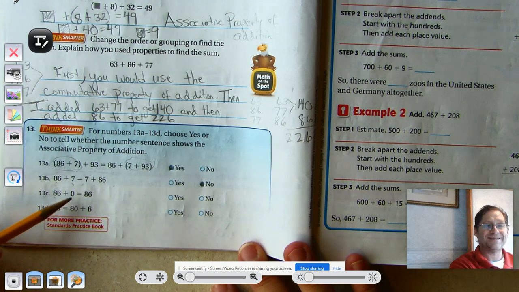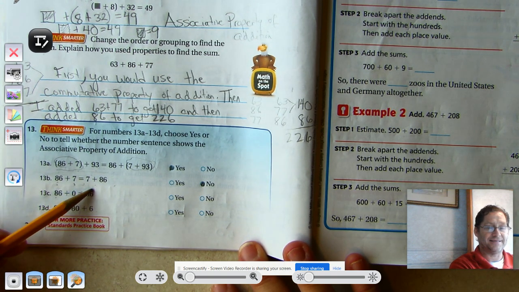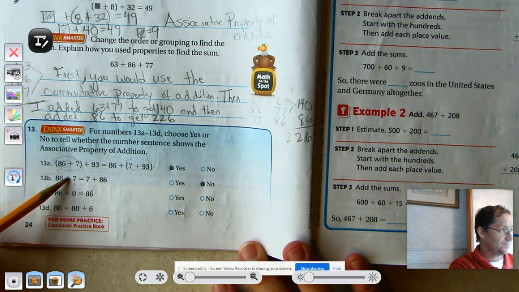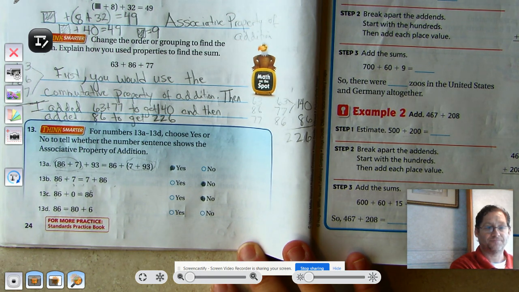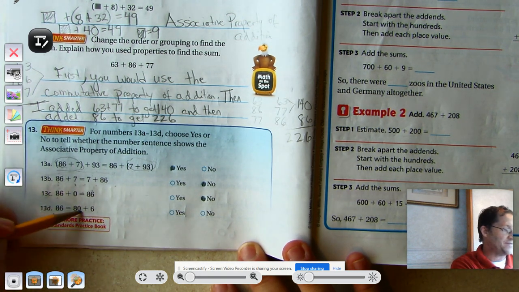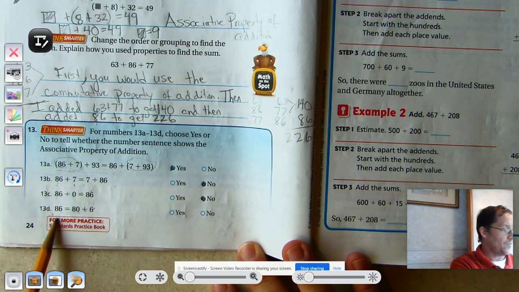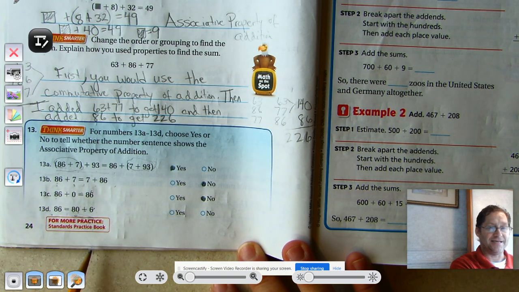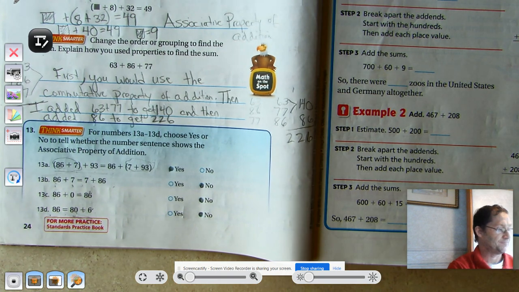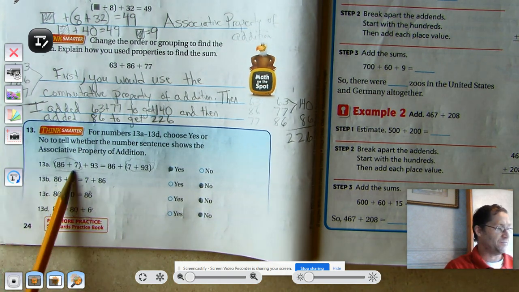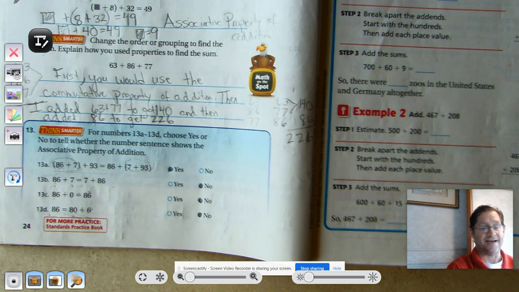13c, 86 plus 0 equals 86. We know that any number added to 0 is known as the identity property of addition. So that's not. 86 equals 80 plus 6. Well, all they did here was they broke up the 80 plus the 6. So that's more of a strategy than a property. So this one is also not the associative property. So the only one that has the same numbers grouped differently was 13a.